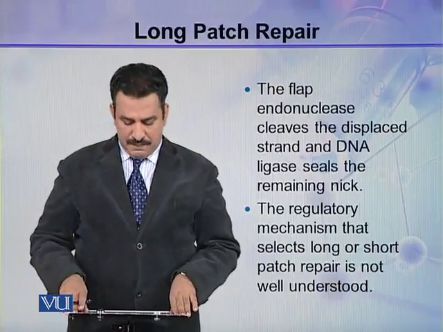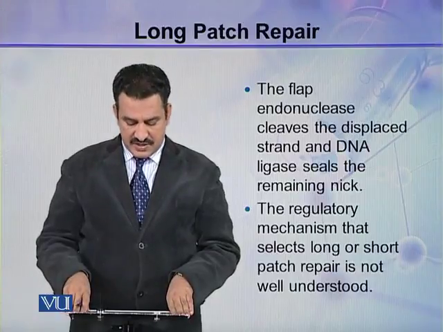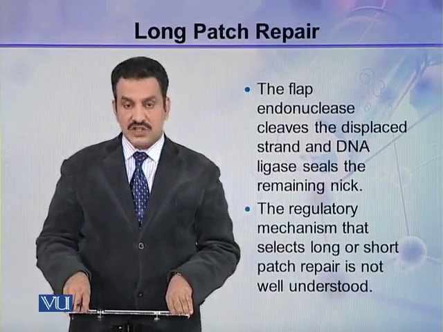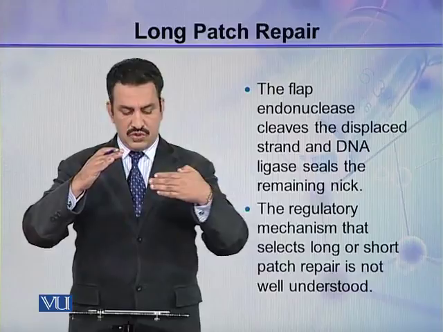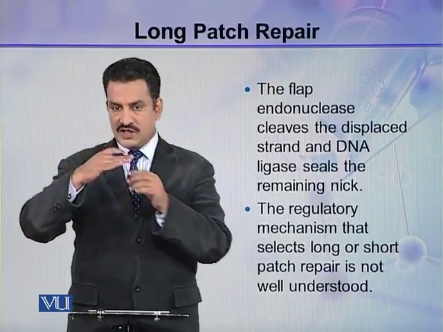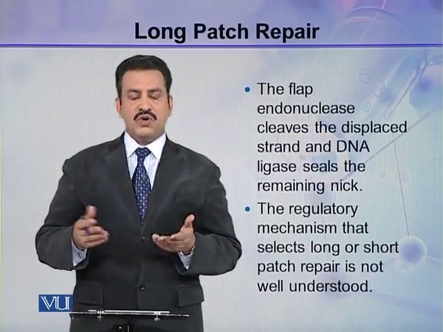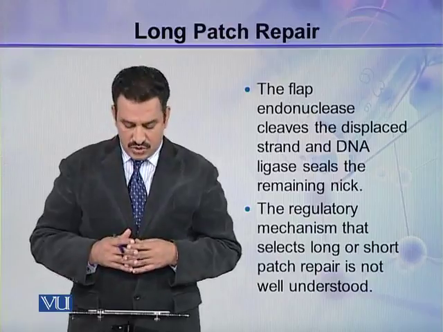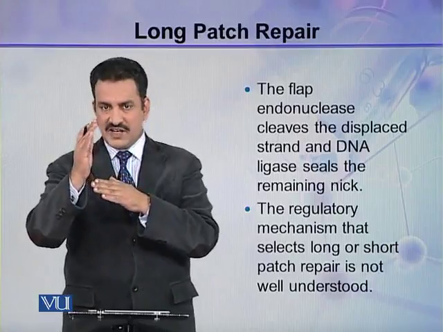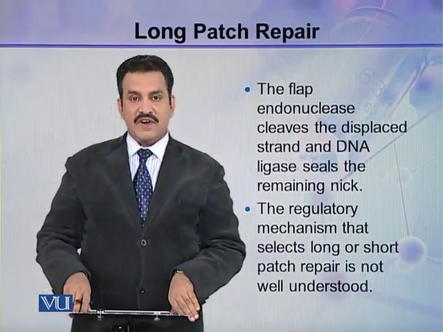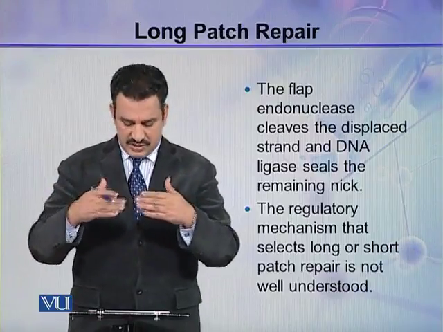Then the flap endonuclease cleaves the displaced strand and the DNA ligase finally seals the remaining nick. So this strand is newly synthesized and this one is displaced. So this portion may contain 4, 5, 6, 8 nucleotides. So the flap endonuclease then cuts this displaced portion, and finally the DNA ligase seals the nicks.